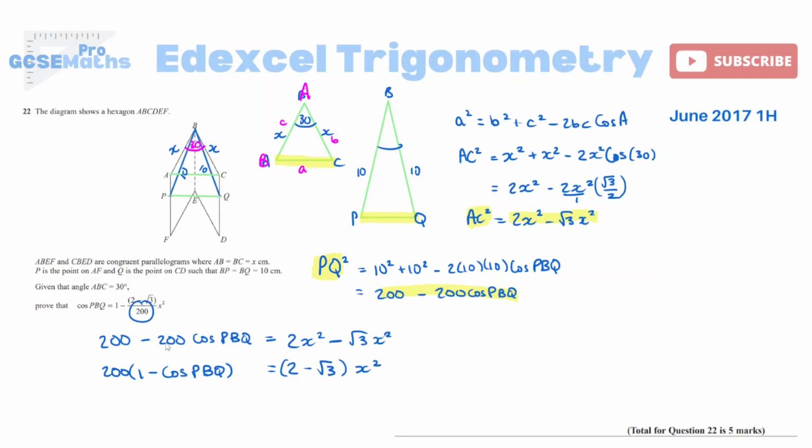Because again, that's what they've done, isn't it? They've divided by 200. So I'd get 1 minus cos PBQ equals 2 minus root 3 multiplied by x over 200. Now they've written it as a coefficient, so I'm going to leave it like that.